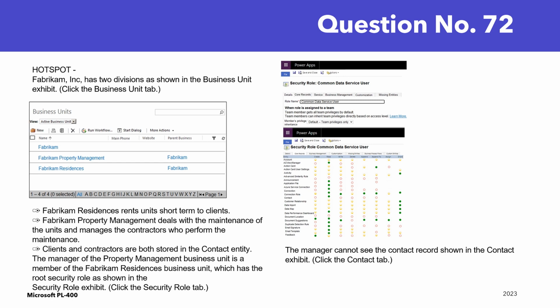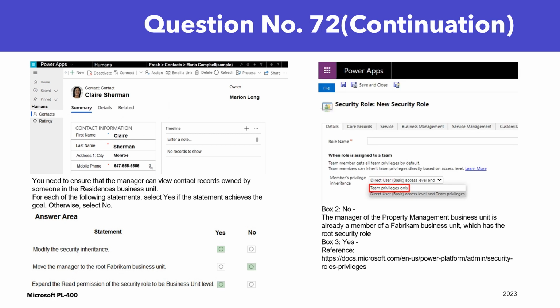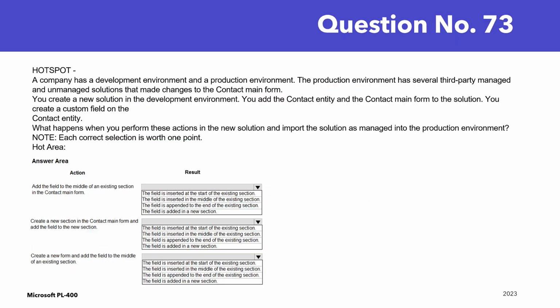The manager cannot see the contact record shown in the contact exhibit. Click the Contact tab. Modify the security inheritance. Statement yes. Move the manager to the root Fabricam business unit. Statement no. Expand the read permission of the security role to be business unit level. Statement yes.